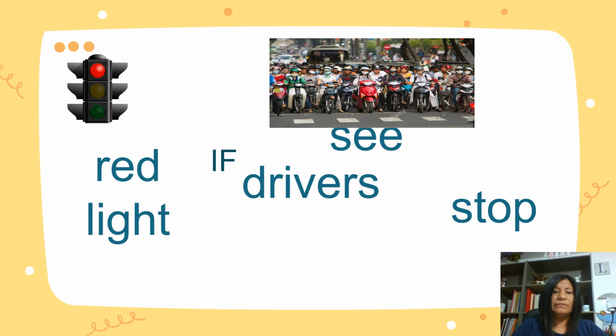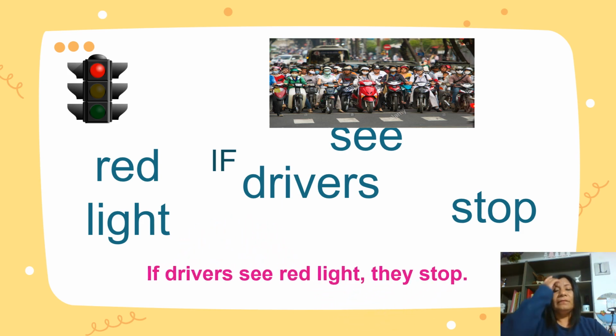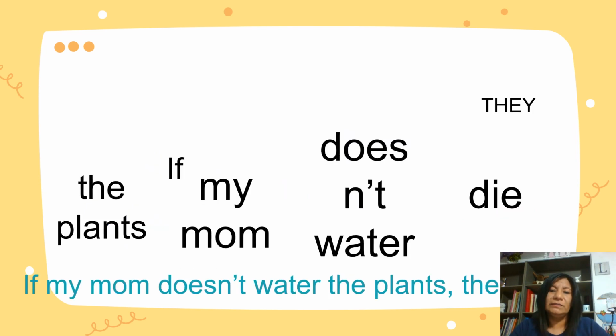Okay, let's check which one will be the answer in this case. If drivers see red lights, they stop. Okay, look at this. We have if, we have our subject, we have our verb, and the complement. The comma, after that the subject, and the verb, and the period. Okay, let's continue with the other one.